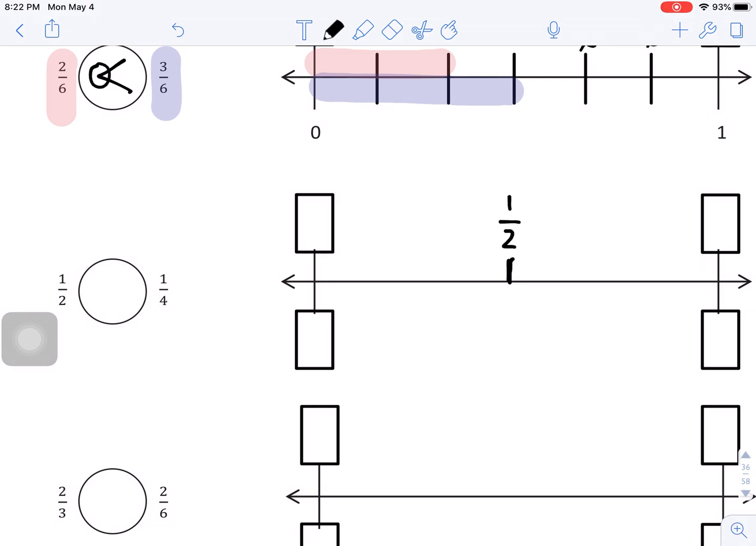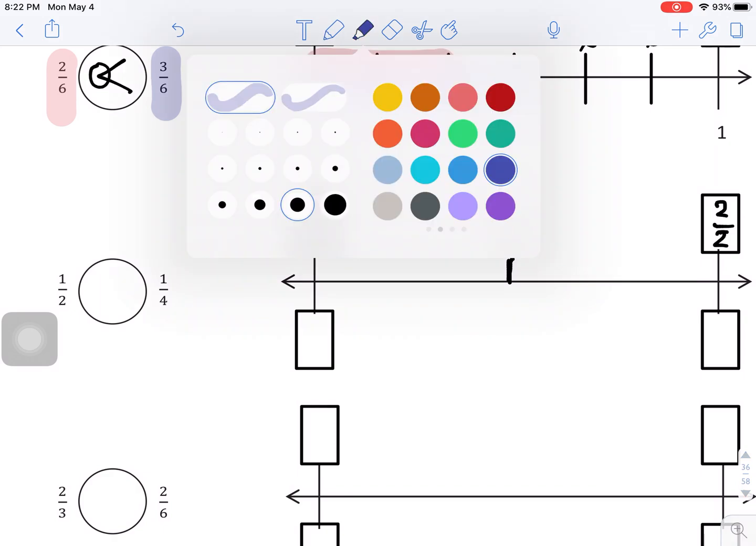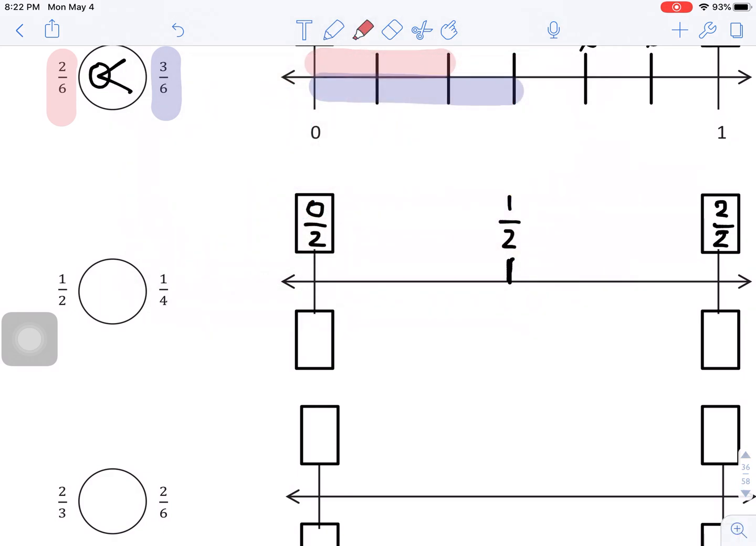And that's going to be 1/2. Well, my 0 is 0 halves, always 0 over the number. And then if I have a whole, if I had one whole candy bar and I didn't split it in half, I would have 2 parts of 2, so 2 halves. Okay? And I might as well, while I'm right here, go ahead and color that in. So 1/2 goes right there. Okay?